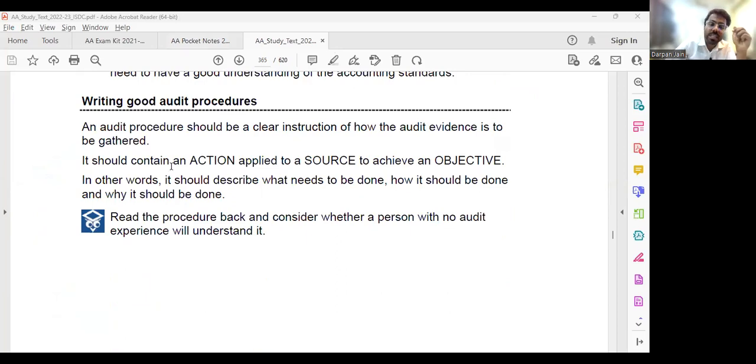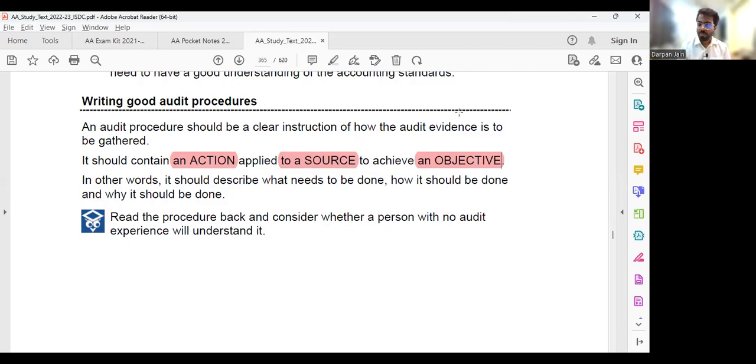Next, it should contain three things. It should contain an action applied to a source, a source on which you are applying that action, to achieve an objective. Basically the procedures that you're writing should contain these three things. It should contain an action, that means the procedure. What is the procedure? That comes from RIIIOCAR. Out of RIIIOCAR, which action are you applying? On what source are you applying that action? What is the source? And what are you achieving? What is the objective that you're achieving?